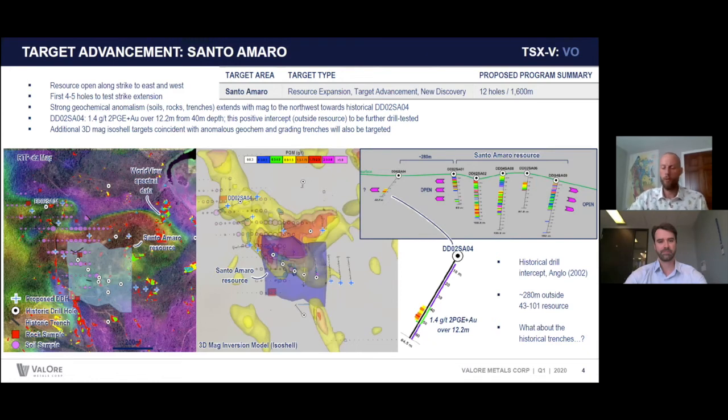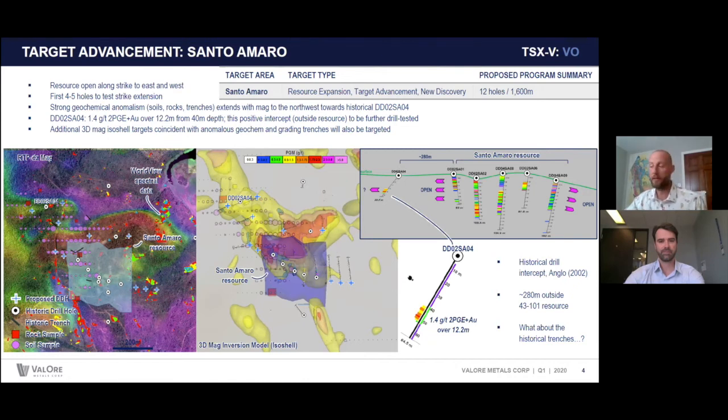So, I spoke briefly to the trenching numbers. Before I get into that, just to give you context, on the right here, this is a cross-section line right through the resource area. So these 5 drill holes represent these 5 drill holes here. So the section line is more or less east-west. And this drill hole here is the representation of DD02 SA04. Again, it's totally open to the east and the west.